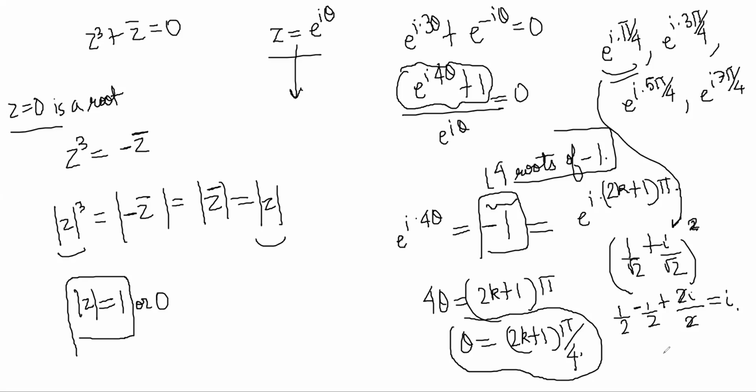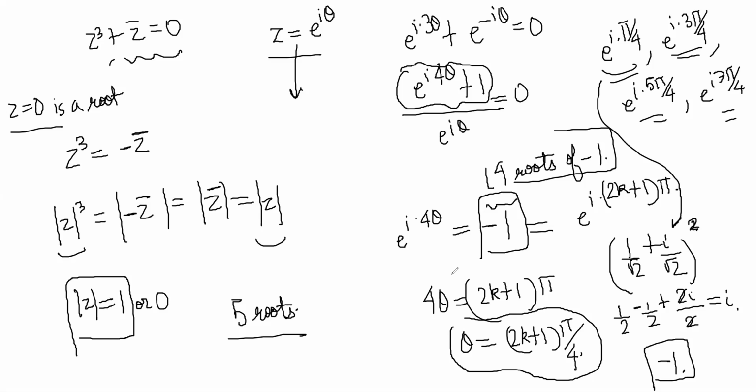When you square that again, it will become i², which is −1. Similarly, the same thing will happen for the others. So you're getting the fourth roots of −1. Here 4 roots will come like that, and 1 root is 0. So 5 roots. I'll just check the answer. Yes, it is 5.